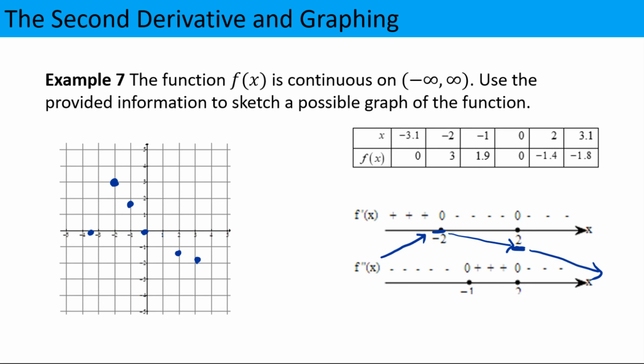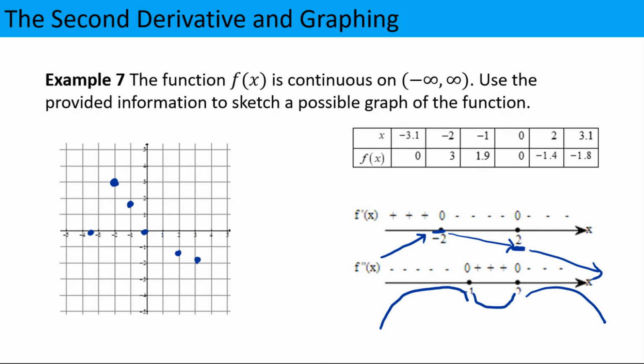Now let's look at the second derivative. The second derivative gives us the shape of the graph. The second derivative has the graph having concave down from negative infinity to negative 1. Concave down means it's like an open umbrella. From 1 to 2, it is concave up, so it's like a cereal bowl. And then from 0 to positive infinity, it is concave down again.